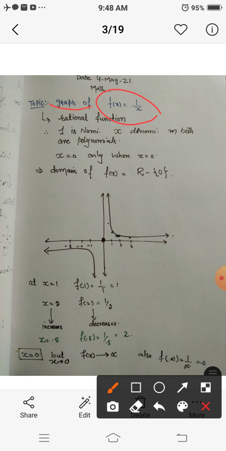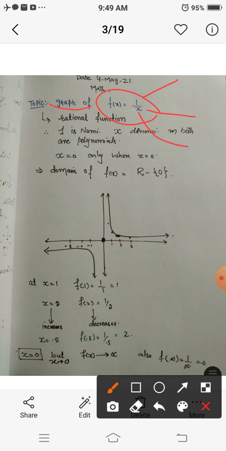Now here this function f of x equals 1 upon x has two parts, one numerator part and the second one denominator part. Numerator is 1, which means a constant polynomial, so its domain is R. And the denominator portion, which is simply x, means the identity function, it is again a polynomial, so its domain is R. Now what about the domain of this whole function, this rational function, because 1 upon x is rational?